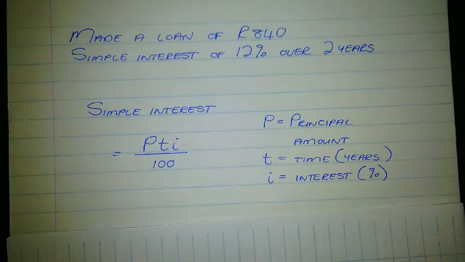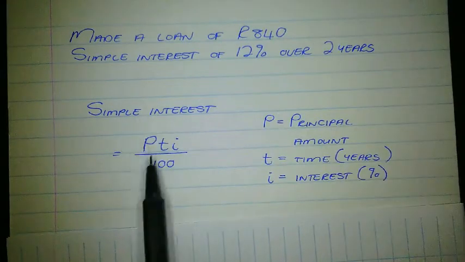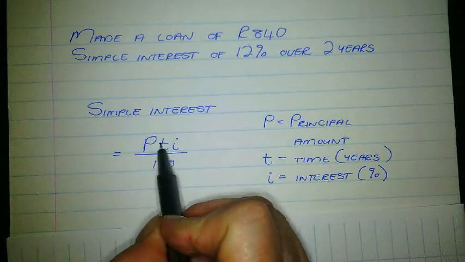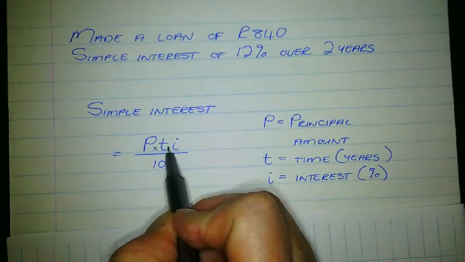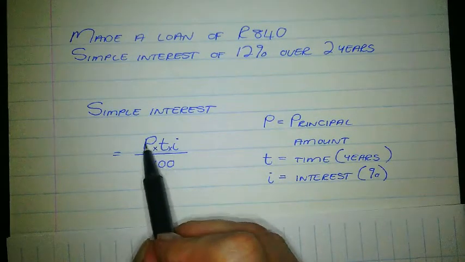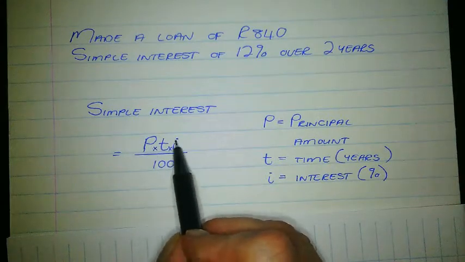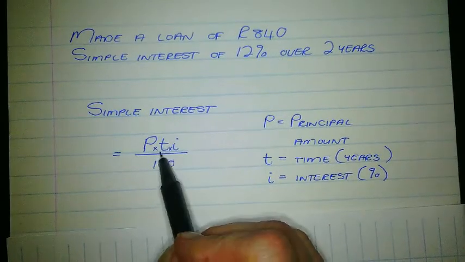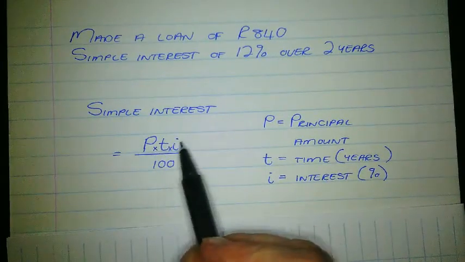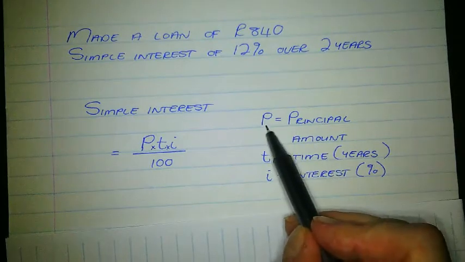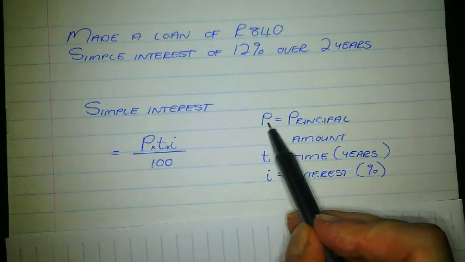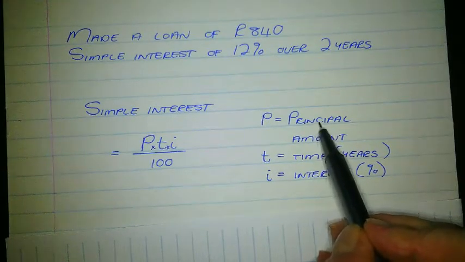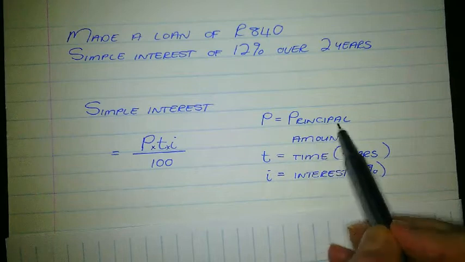The formula we're going to use for simple interest is P times T times I over 100. In between the P, T and I are actually multiply signs, and the P, the T and the I represent something from the information that you are going to substitute or replace it with. The P is a capital letter P, and I use that to remember that it is the biggest amount, or they call it the principal amount.